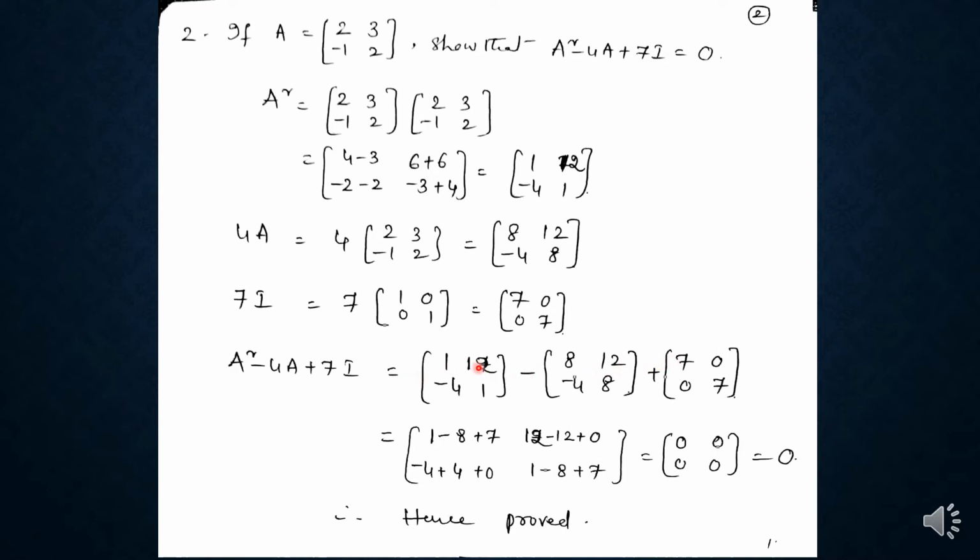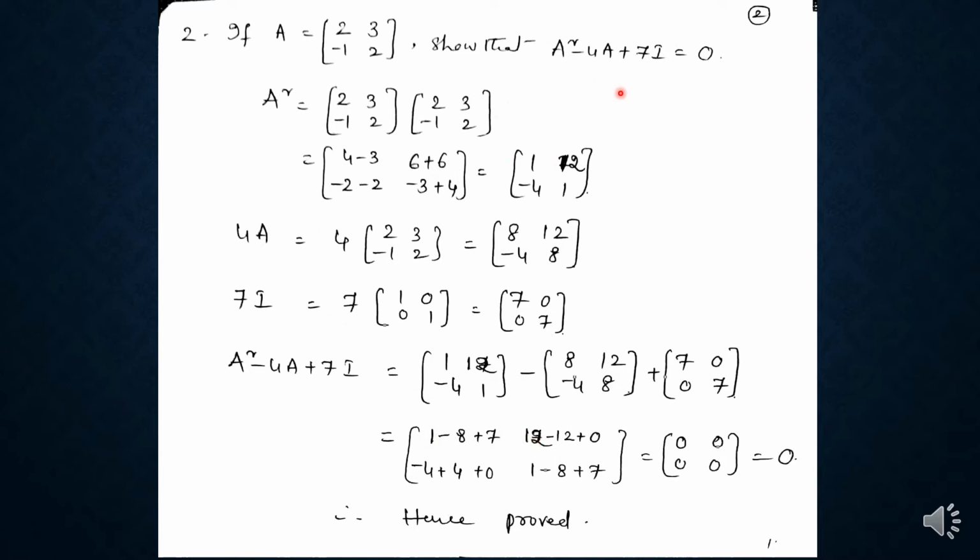Next 12 minus 12 plus 0. Next minus 4, minus of minus 4 is plus 4, minus 4 plus 4 plus 0. Next 1 minus 8 plus 7, that is 7 plus 1, 8, 8 minus 8, 0. So 12 minus 12 is 0, minus 4 plus 4 is 0, 7 plus 1, 8 minus 8, 0. So that is equal to 0. So this is the null matrix, O is the null matrix.